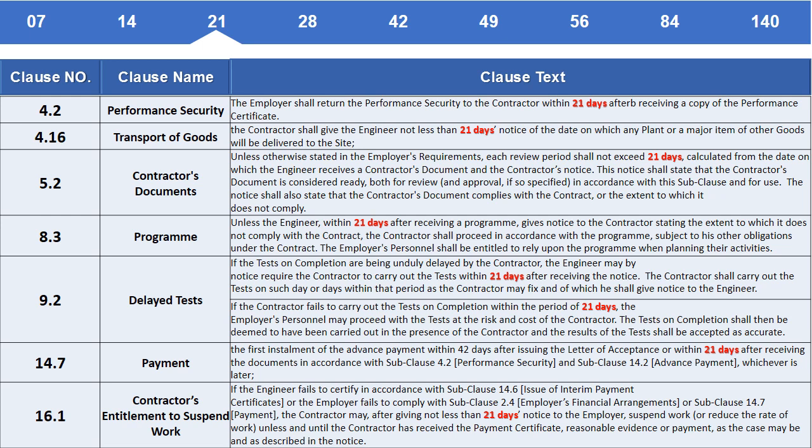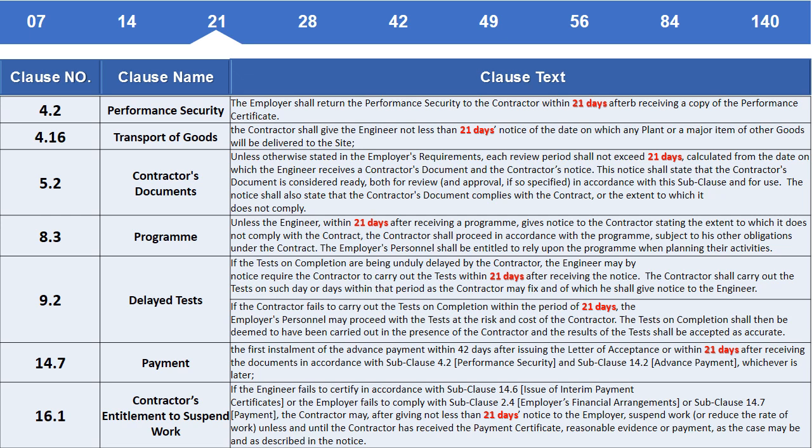Clause 9.2. Delayed tests. If the tests on completion are being unduly delayed by the contractor, the engineer may by notice require the contractor to carry out the tests within 21 days after receiving the notice. The contractor shall carry out the tests on such day or days within that period as the contractor may fix and of which he shall give notice to the engineer.